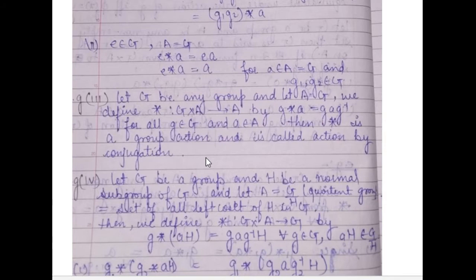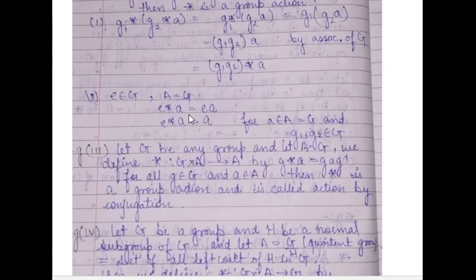Now one more example. If G is any group and A is equal to G, then we can define a mapping G star A to A such that G star A is equal to G A G inverse for all G belonging to capital G, A belonging to capital A. Then star is a group action and is called group action by conjugation.